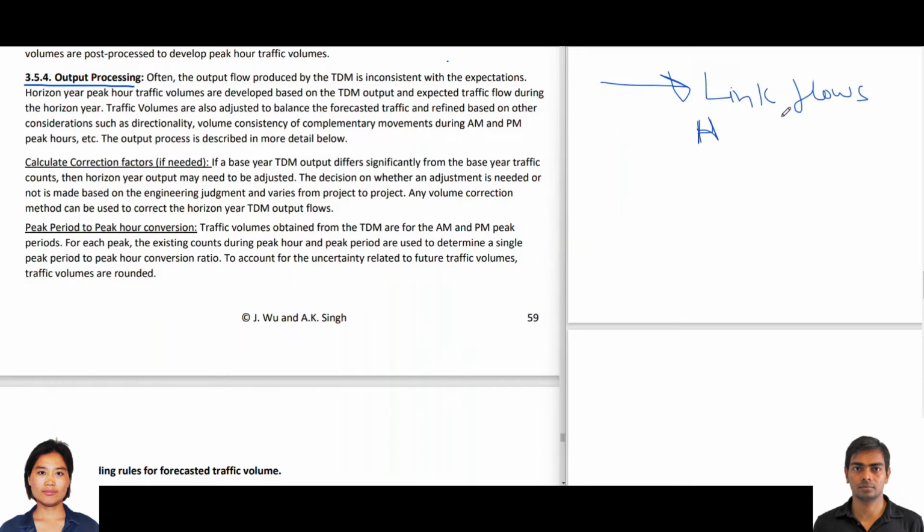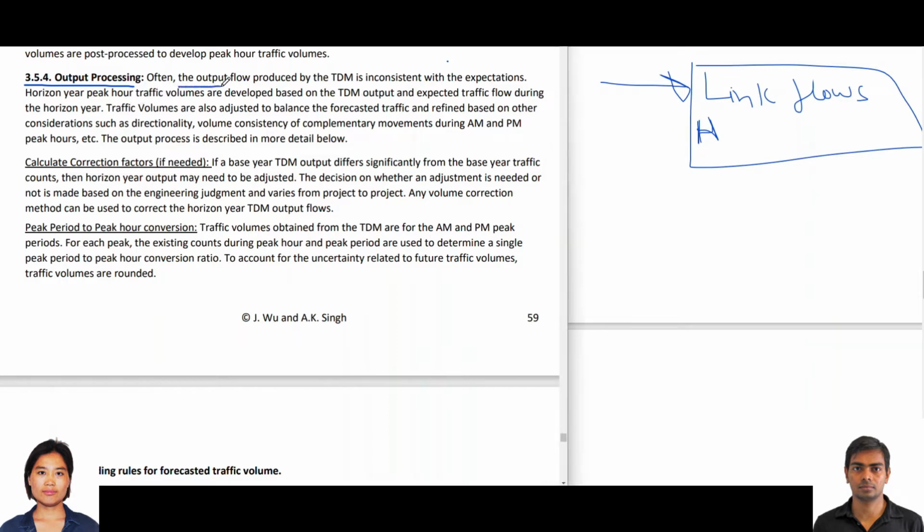Now we can take these link flows and use them as they are, or we can make some adjustments based on them. So we will look at how we use the TDM output for the future year, which is the link flow for the future year, to generate the final volume. Often the output flows produced by TDM are inconsistent with expectation. This is an understatement. Most of the time the TDM output is not good, to say the least. So the TDM output is generally far away from what we are expecting.